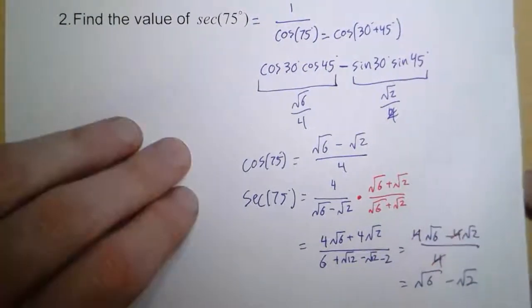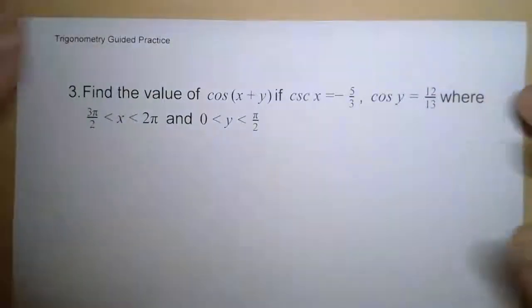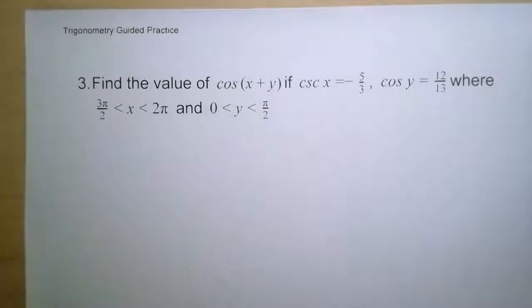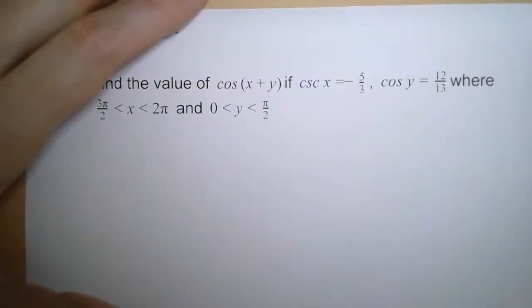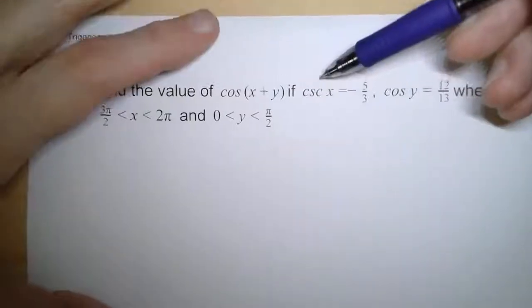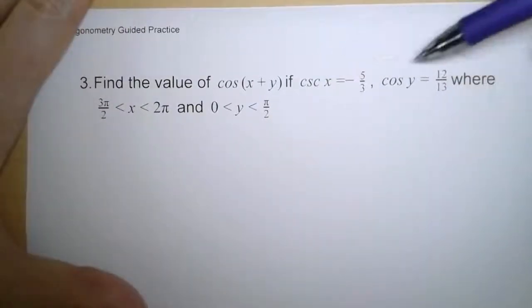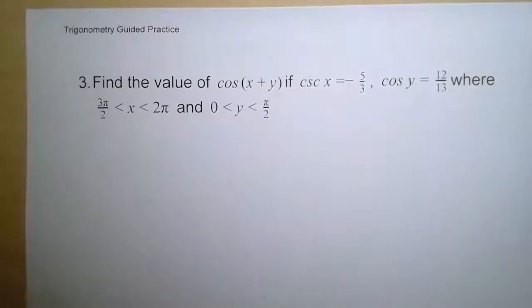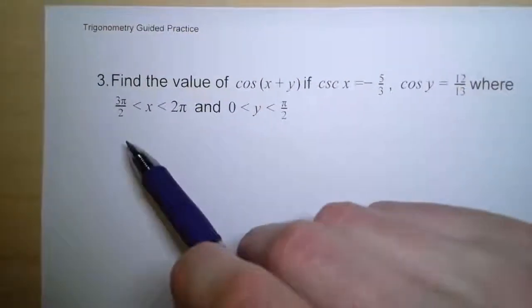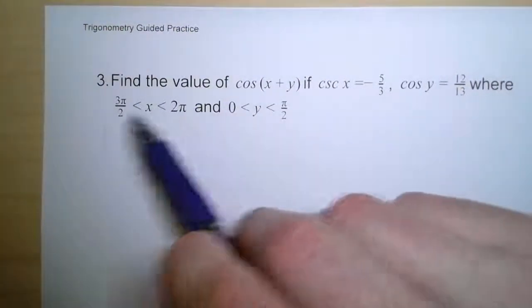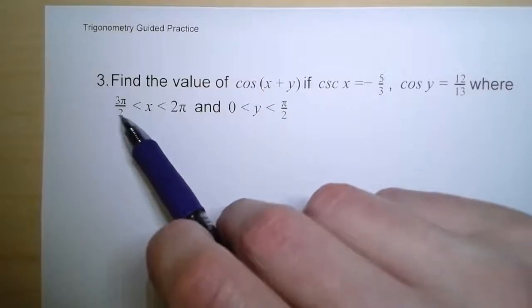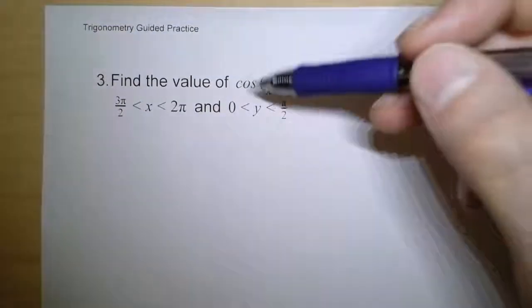Now, number 3 is a different type of problem, because we want to find the value of cosine of x plus y, but they don't tell us what those angles are. All they tell us is what is cosecant of x and what is cosine of y. And they tell us that x is in the 4th quadrant because it's between 3 pi over 2 and 2 pi, and y is in the 1st quadrant because it's between 0 and pi over 2.